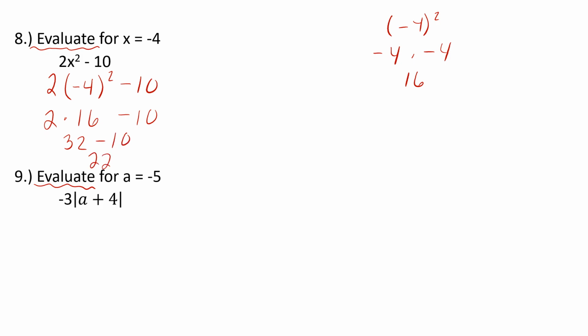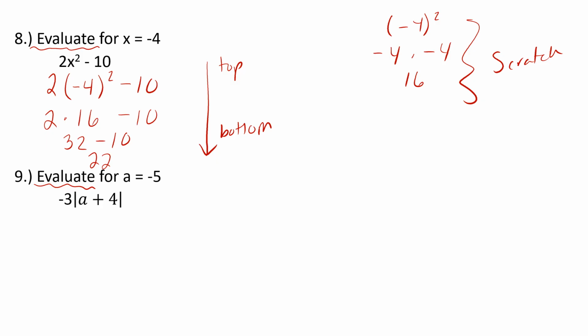I'm going to pause for a moment and just re-emphasize top to bottom. Okay, so each step comes from the step before it in a logical way. This over here constitutes scratch work. That is me making clear where the 16 comes from, that negative 4 squared does not give you negative 16. All right, and the last one here, evaluate for a is equal to negative 5, and this is bringing back some absolute value.